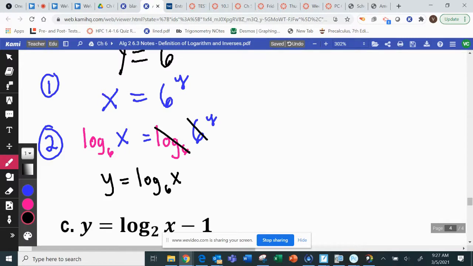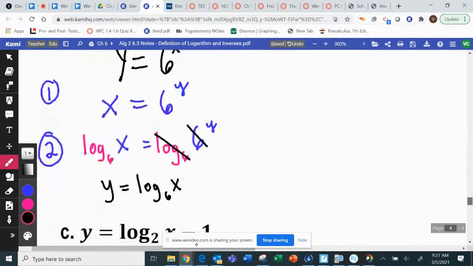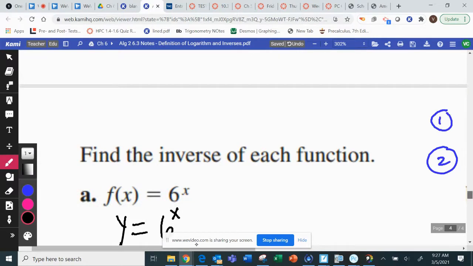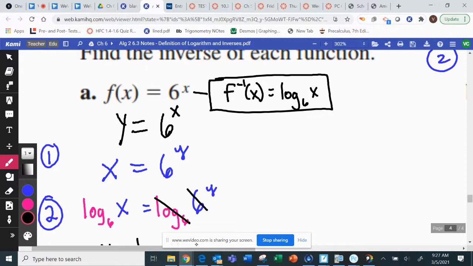We do need to write this back in function notation because the original question has f of x in it. So I will change this to f inverse of x equals log base 6 of x. That is the inverse of f of x equals 6 to the x. One of them is exponential, one of them is logarithmic.